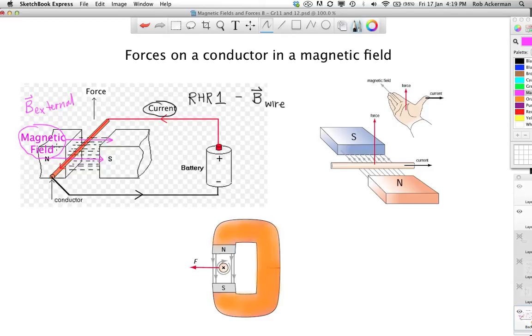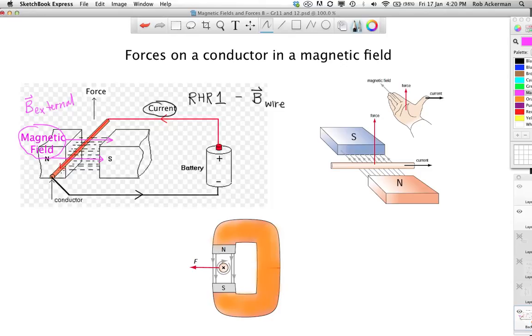Now, what happens when you bring two magnets near one another, or two magnetic fields near one another? Well, they can attract or repel, according to the law of magnetic poles. In other words, they can exert force on one another. So there will be a force on this wire that is sitting in the magnetic field. The question is, what direction will the force be?